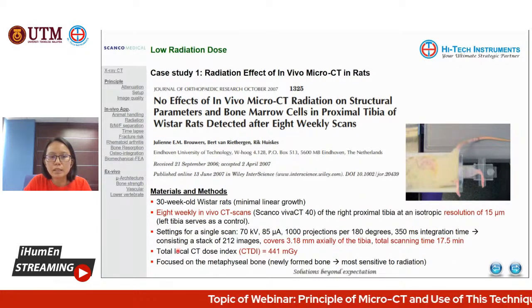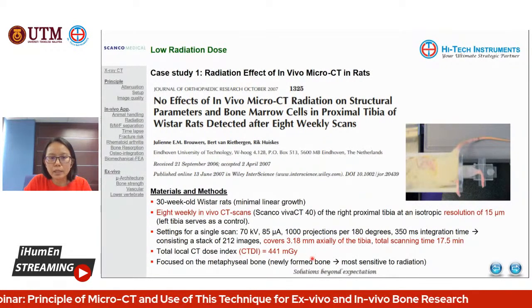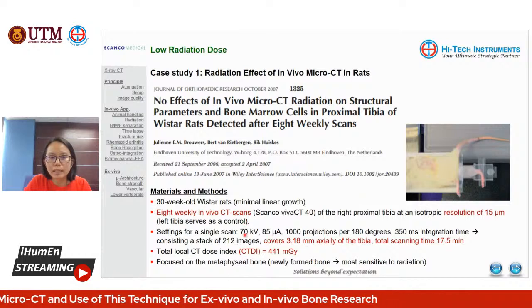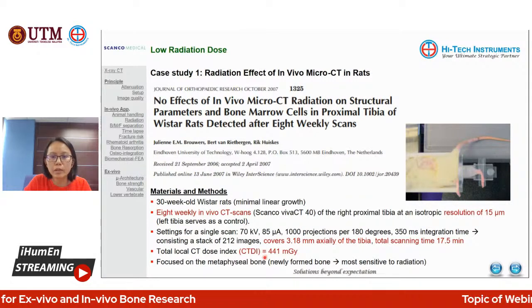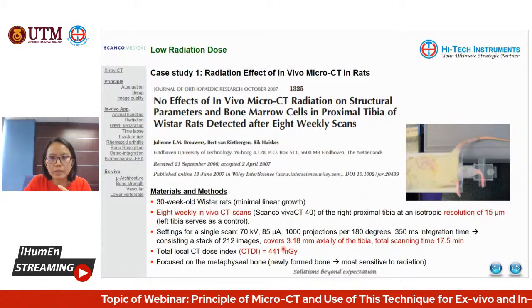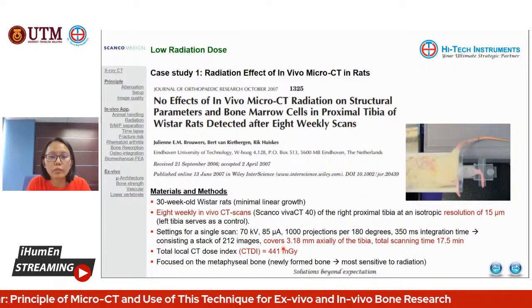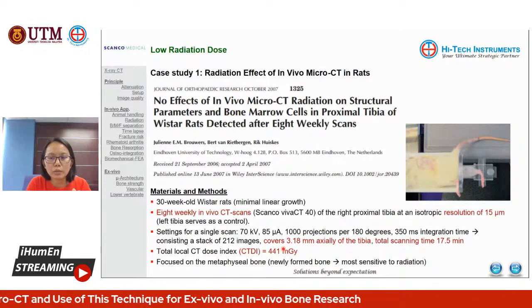And this is the amount of radiation exposure that will be absorbed by the animal itself. For this setting, it will cost us 441 milligray. And the gray value here is the amount of radiation energy that is absorbed by the live animal itself. You can define it as 1 joule of radiation energy per kilogram of the animal.